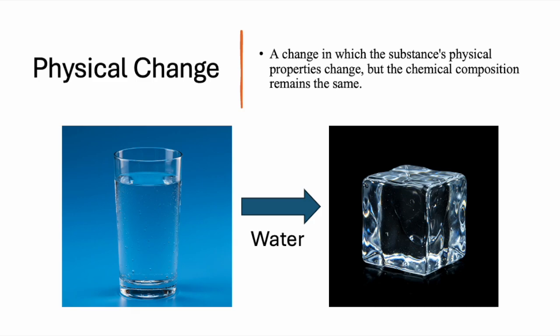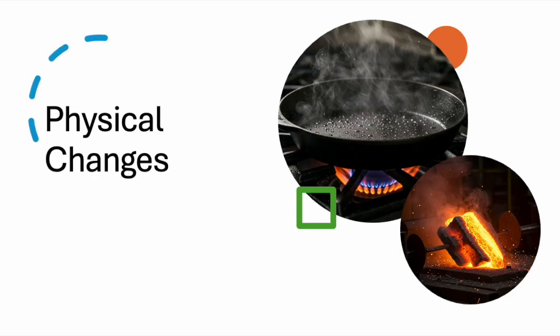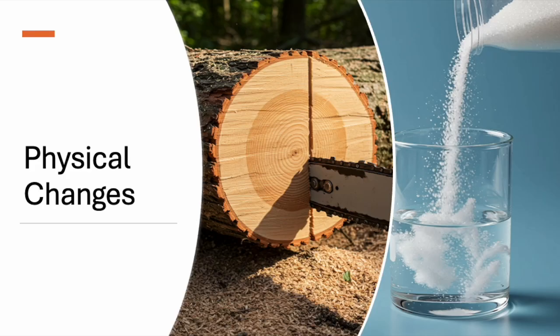Some other examples of physical changes include melting. When a solid melts into a liquid, it is undergoing a physical change. Boiling. When a liquid changes into a gas, it is undergoing a physical change. Dissolving. When a solid dissolves in liquid, it is also undergoing a physical change. Here, sugar is being dissolved in water.